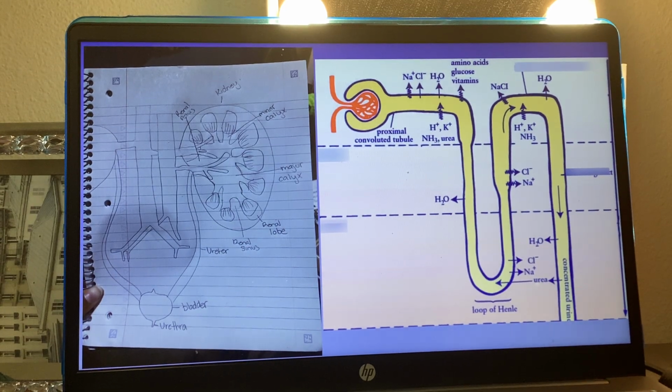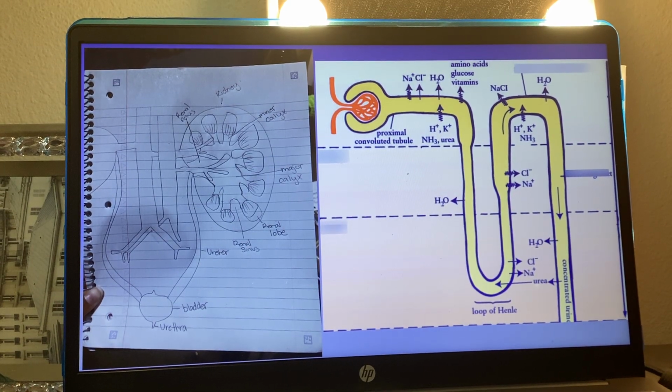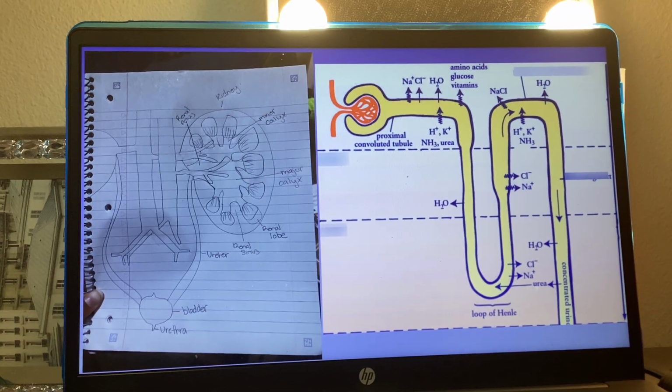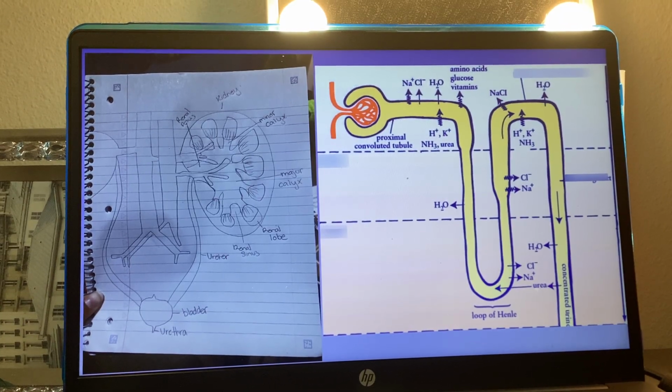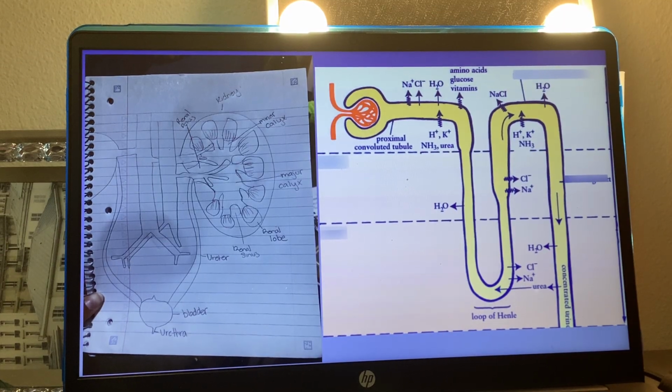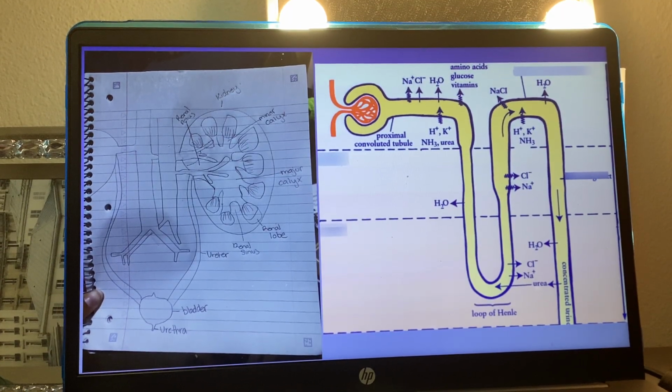So inside the kidneys, there are going to be these different structures that I drew, and they're going to be called your renal lobes, which contain your tissue that helps filter your blood, and then you're going to have your renal sinus, which is going to be that cavity that holds the major and minor calyces and the renal pelvis. And all these structures are going to be able to collect your urine and funnel it towards the ureter.